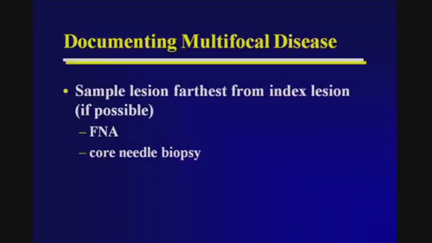So when we're documenting evidence of multifocal disease, what we want to do is sample the main lesion and the lesion farthest from the index lesion. Again, we would be able to use FNA to sample the satellite if we had good cytology support. I'm quite fortunate at MD Anderson that I have very good cytology support. If that was not available, then I would do core biopsy, and then I would clip the lesions after showing that there was evidence of metastatic disease.